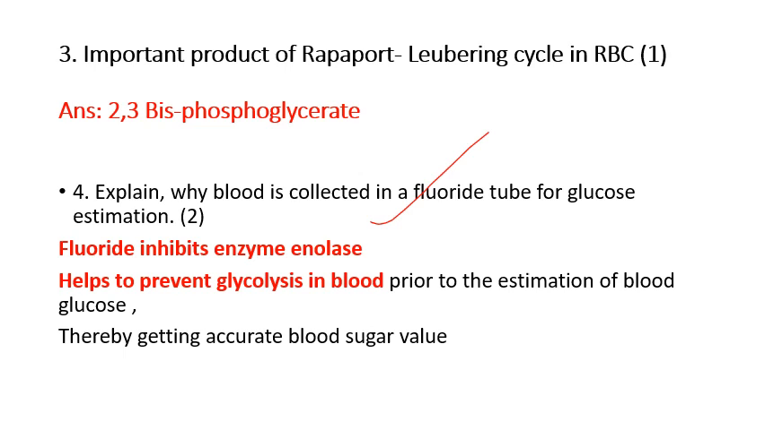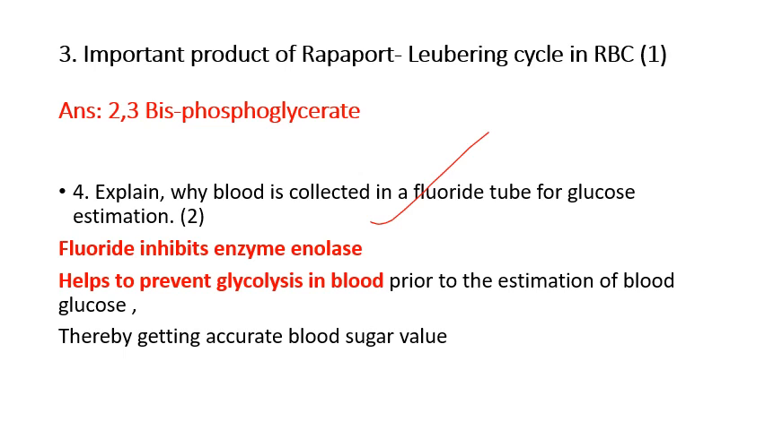estimation. If you know the glycolytic pathway properly, I have said that fluoride will be inhibiting the enzyme enolase. Enolase enzyme actually requires magnesium as a cofactor. Fluoride causes the displacement of magnesium from the reaction, so the enolase activity does not occur properly, and the glycolysis gets inhibited. So it helps to prevent the glycolysis in blood prior to the estimation of blood glucose.